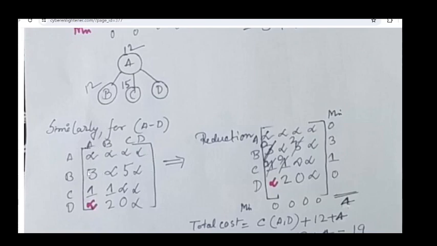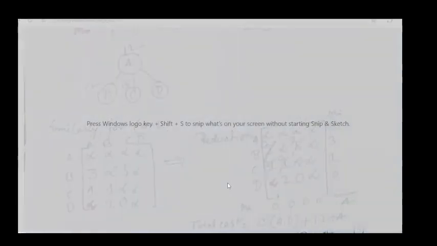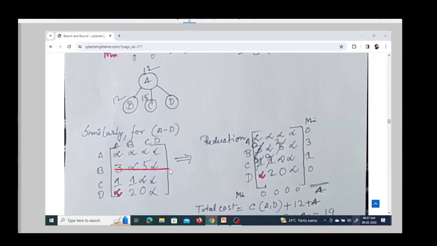Here, how much? Here how will I reduce? Second row, what is the minimum value? 3. 3 is the minimum value in this row. So 3 you have to subtract from 3, it is 0. Infinity minus 3 is infinity. 5 minus 3 is 2, infinity minus 3 is infinity. So 0, infinity, 2, infinity. What is the minimum cost here? 1. So 1 minus 1 is 0, 1 minus 1 is 0, infinity minus 1 is infinity. So this is 1. What is the minimum cost here? 0.